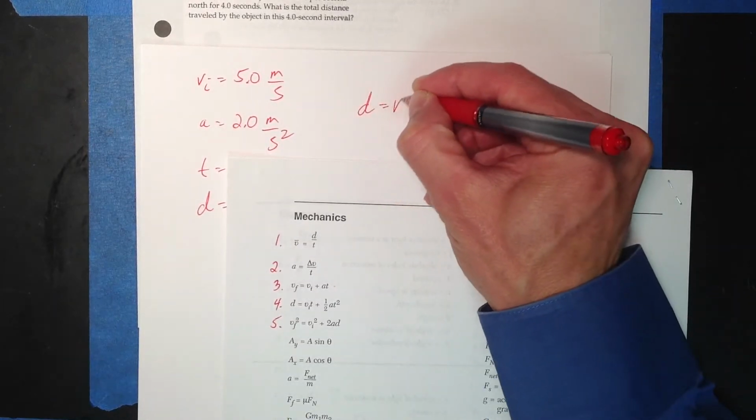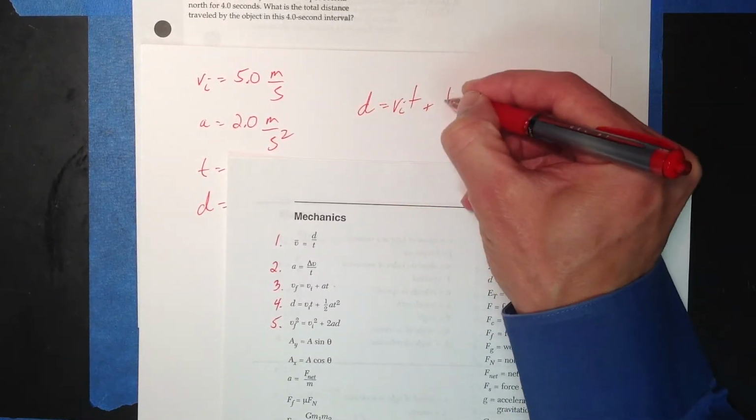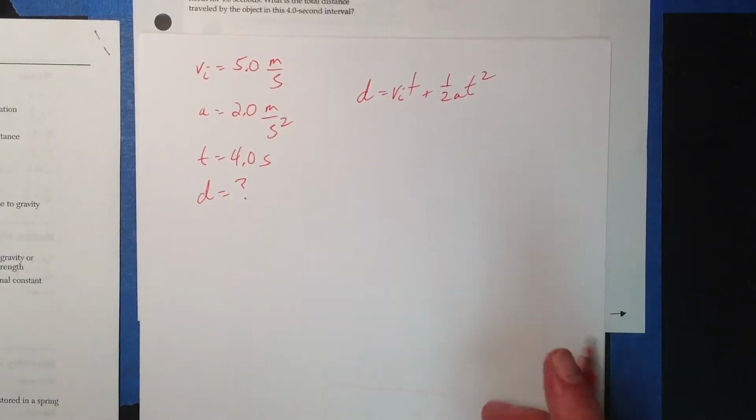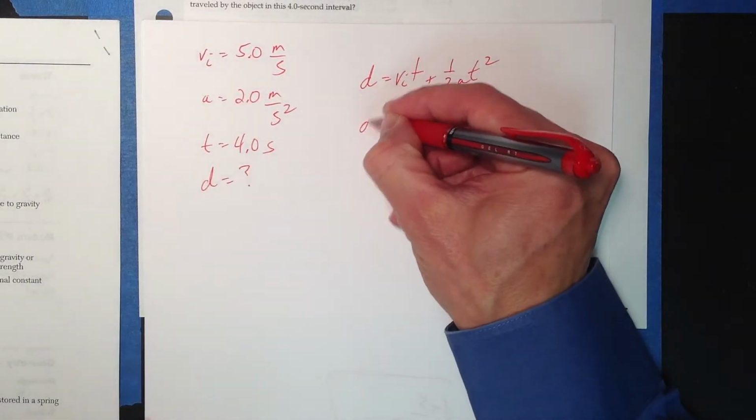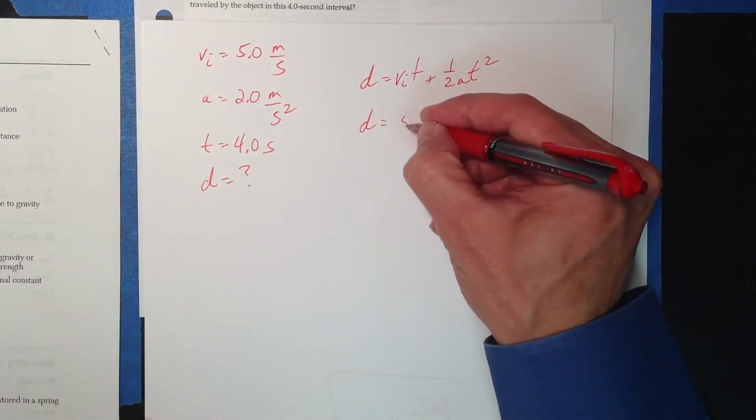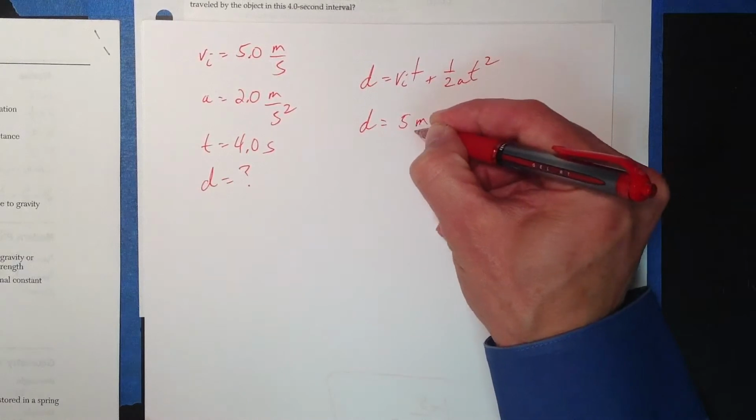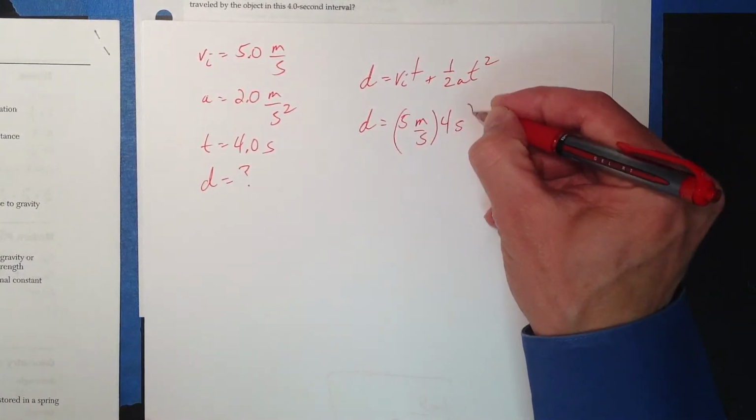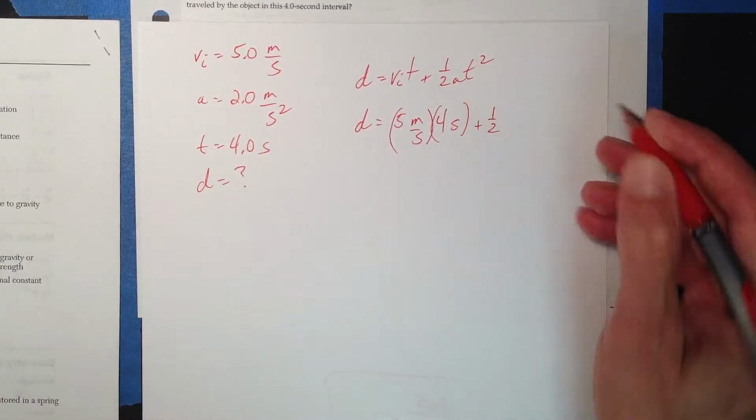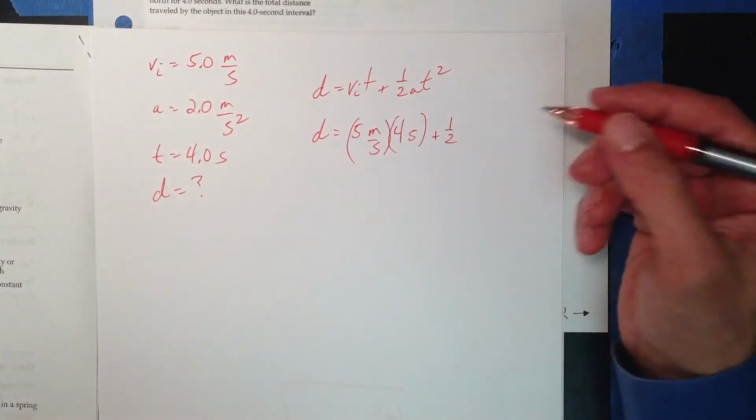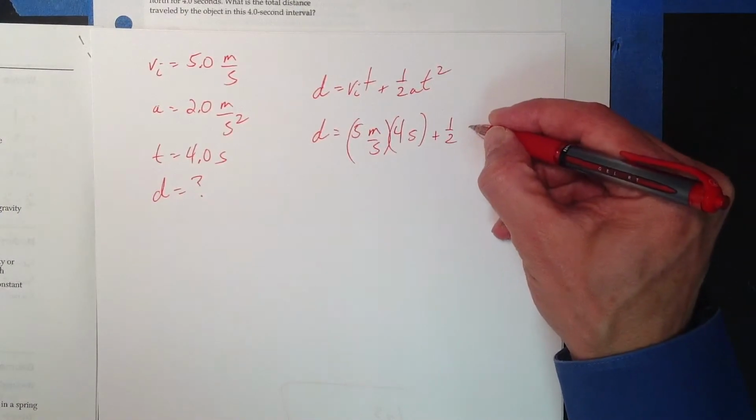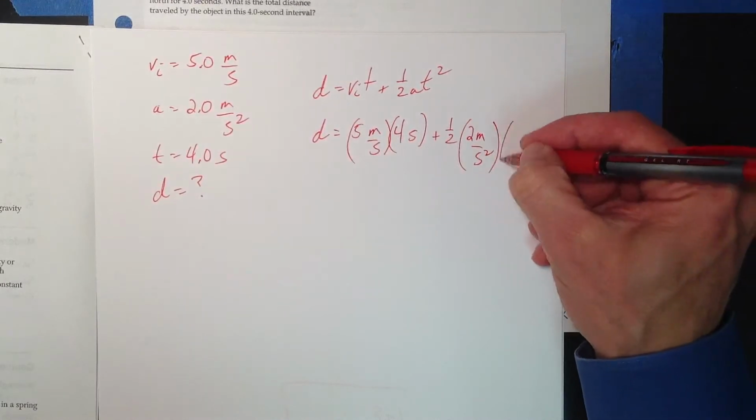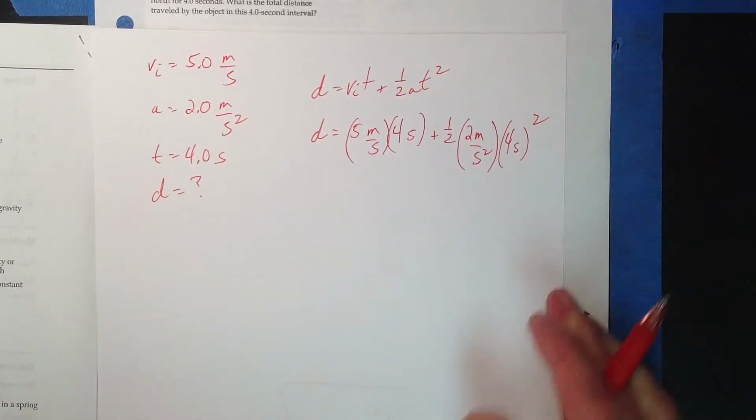D equals VI T plus 1/2 A T squared. Okay, and D is what we're trying to find. Distance equals 5 meters over second times 4 seconds plus 1/2 times 2 meters per second squared times 4 seconds squared.